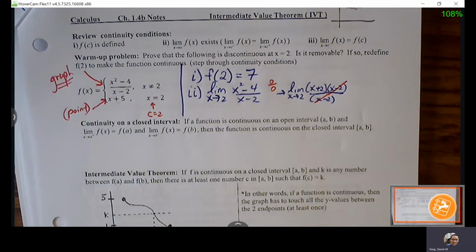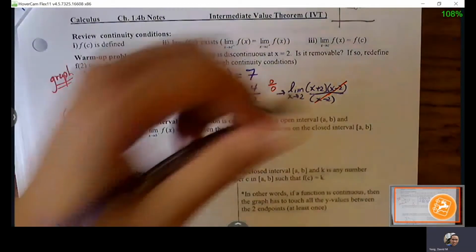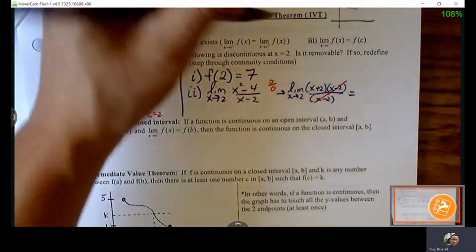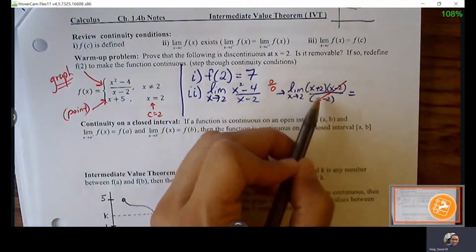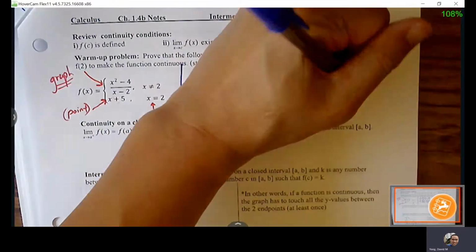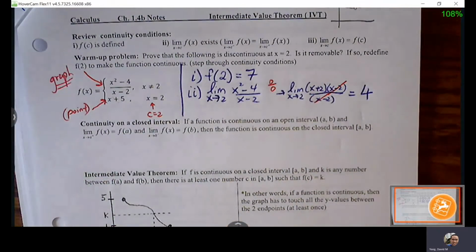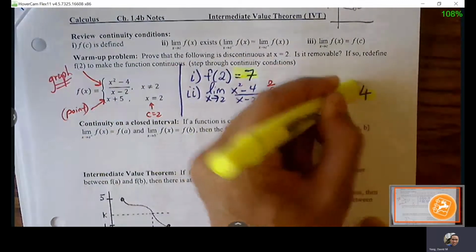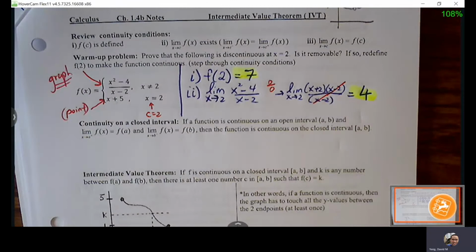Reevaluate, and what do we get? And that's 4, right? The hole has been removed. So we know the third condition is coming up, right? Because we passed the second one. And ultimately, the third condition is looking at the result there. Is it going to pass or fail that third condition?